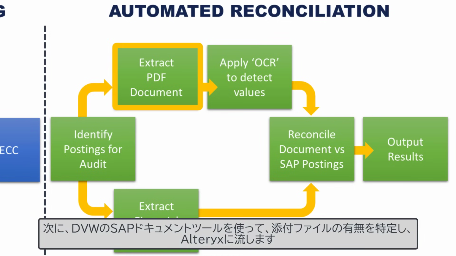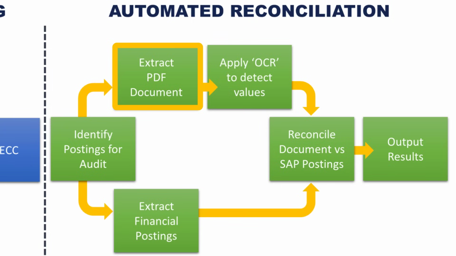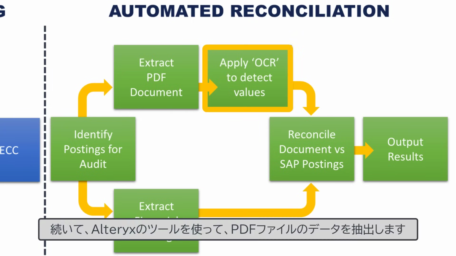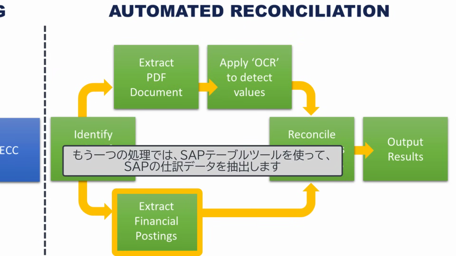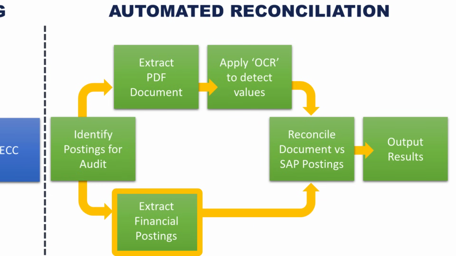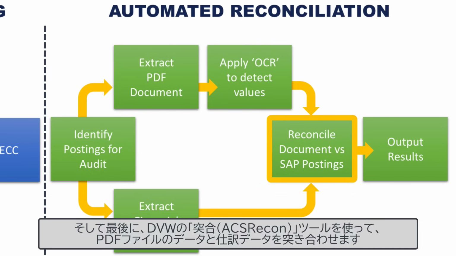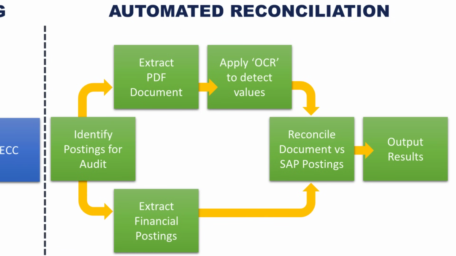We then use the DVW Analytics SAP document tool to identify where attachments exist and to extract them into Alteryx. We can then use some great new tools from Alteryx which allow us to interrogate those PDF files and extract the data within them. The second stream, which is the one at the bottom, is using our SAP table tools to extract the SAP postings that have been made. And finally, we use the reconciliation tool from DVW Analytics to, guess what, reconcile both streams, the data from the tables and that which has been extracted from the PDF documents.